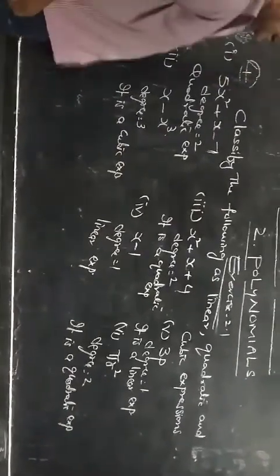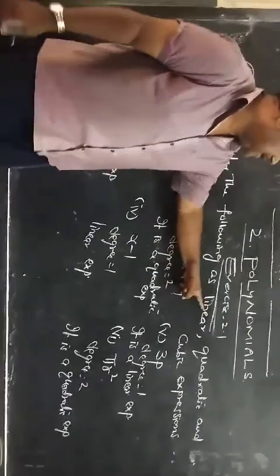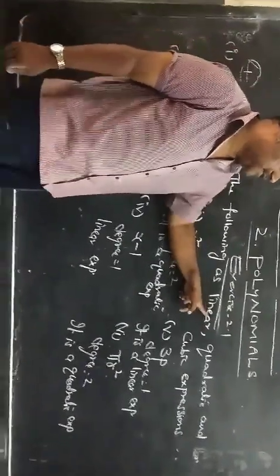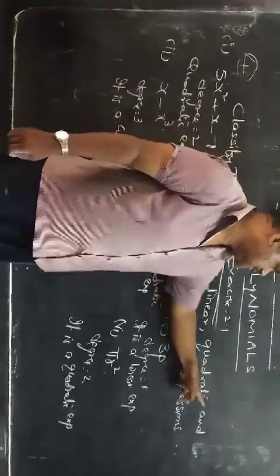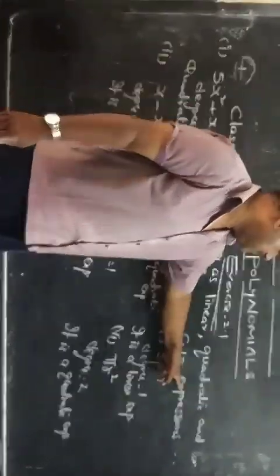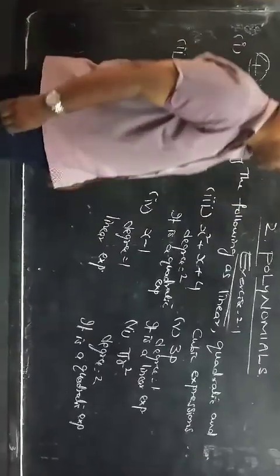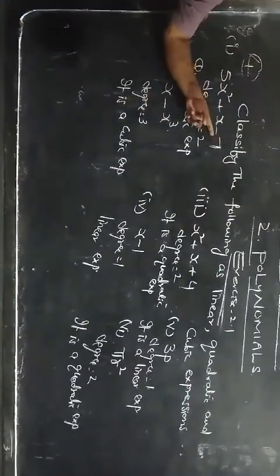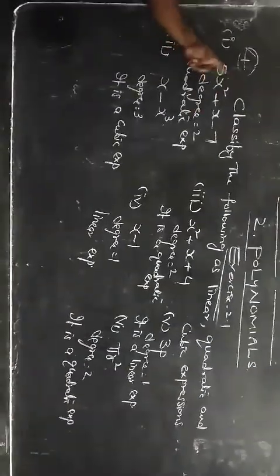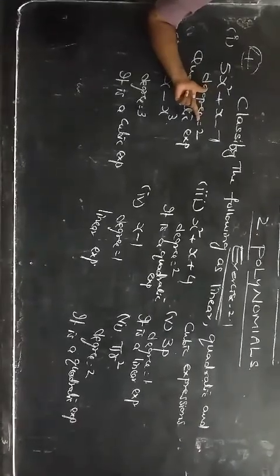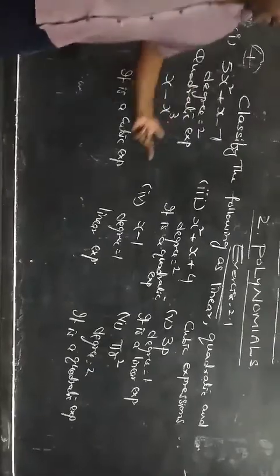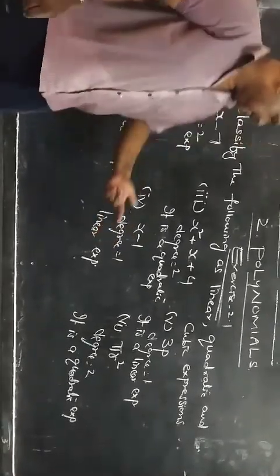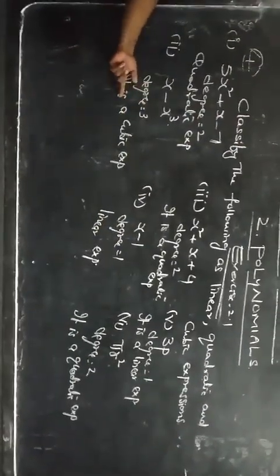Like this, if the highest power of the variable is 1, it is called linear expression. If the highest power of the variable is 2, it is called a quadratic expression. If the highest power of the variable is 3, it is called a cubic expression. So by observing the exponent of the variable, you can decide the degree of the polynomial. If the degree is 2, it is a quadratic expression. If the degree is 1, it is a linear expression. If the degree is 3, it is a cubic expression.